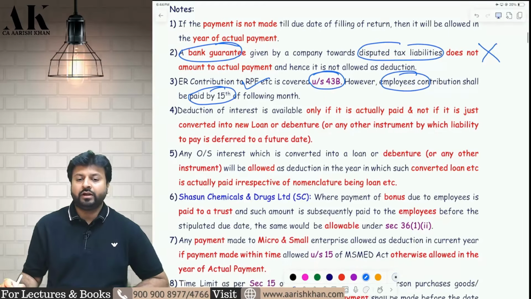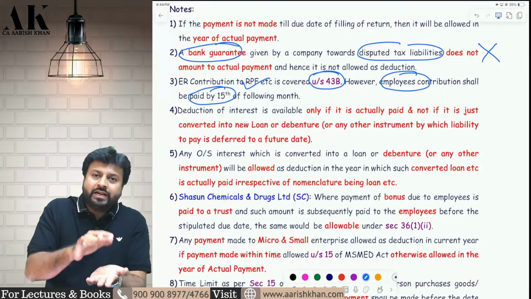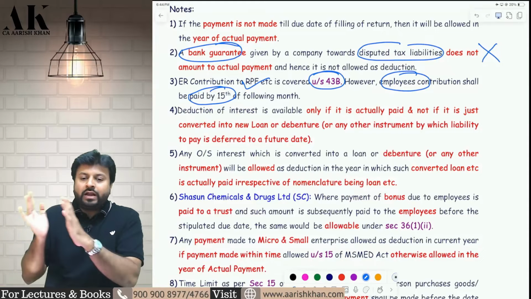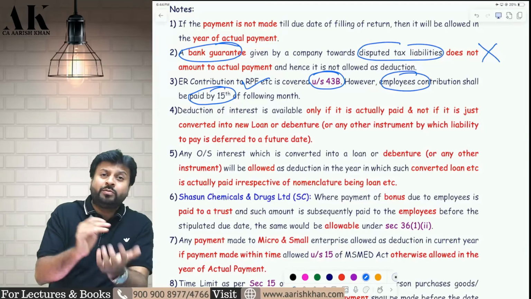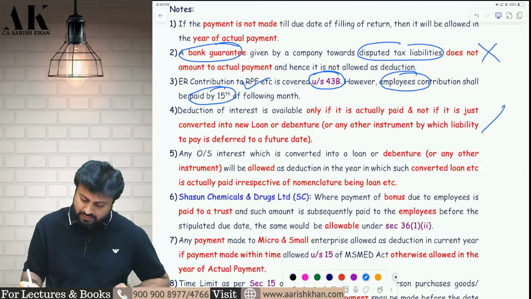Next one, very important point. Fourth point and the fifth point, very important point. I have taken a loan from the bank and there is an outstanding interest. Now I am converting that outstanding interest into a new loan, or a debenture, or a new instrument, or a new bond. Whether conversion of outstanding interest into a new loan or debenture or instrument or bond, whether that amounts to actual payment, the answer is no.